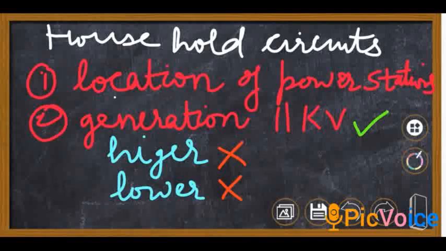Good evening students. Today we are going to study household circuits. First we are going to see the transmission of power from the generating station to the consumer. Consumer means you. At the house we are using electricity, so we are the consumers.